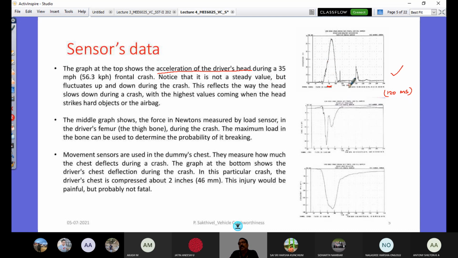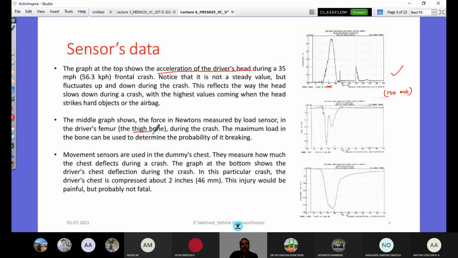So this is that thing. Then again it goes down and then it comes up. So this is how you get your acceleration data that would help you to map with the other things. You see these graphs I have put one below the other to exactly see how the force measured and the movement sensor in the chest are all capturing the data of this. These data are taken from NHTSA.